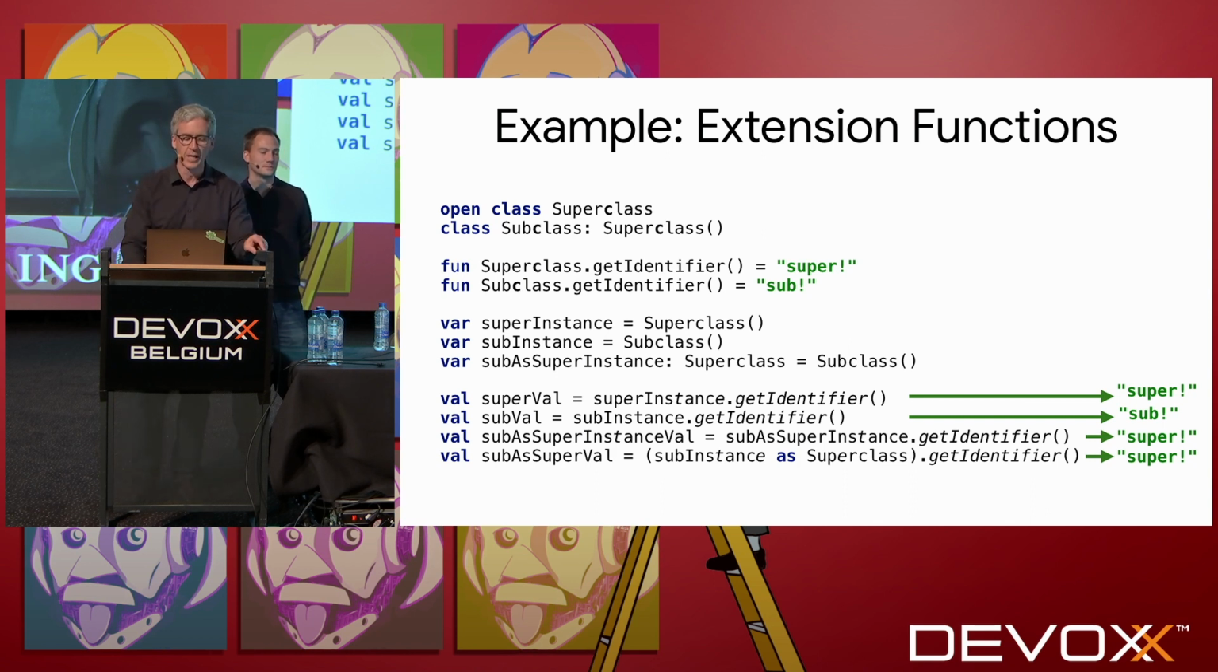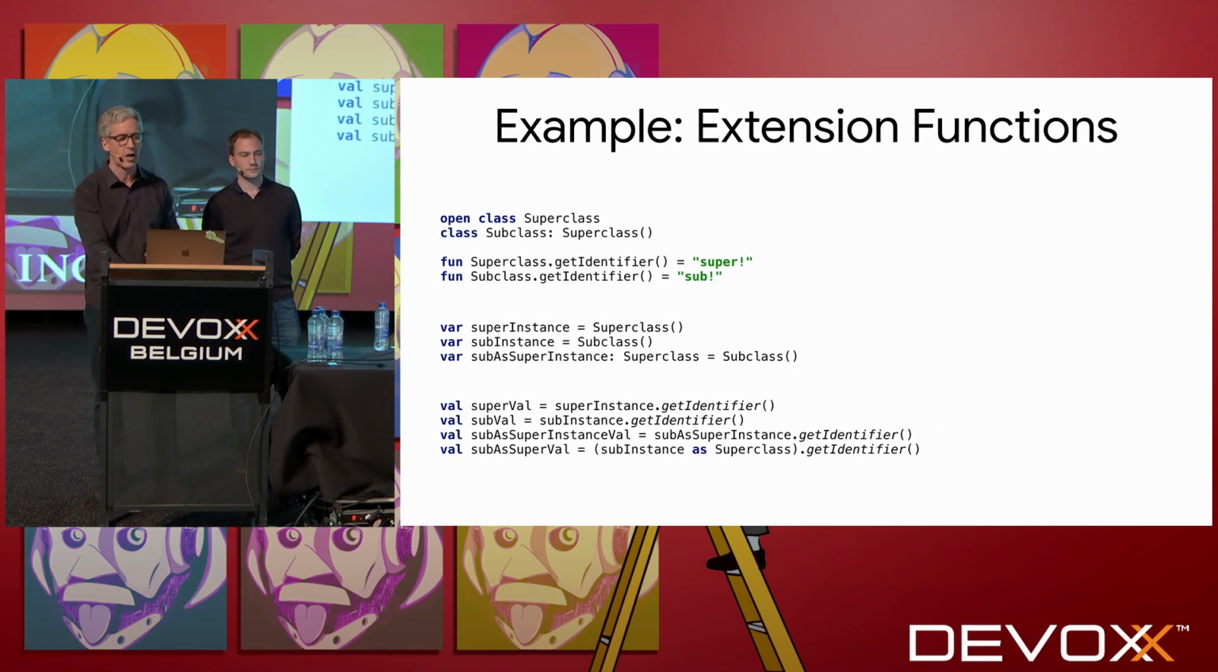These are the ones that can be a little bit surprising because I created a subclass. So what's the deal? I'm calling getIdentifier. It should be the getIdentifier that is actually in the subclass. And it's because of how extension functions are implemented.